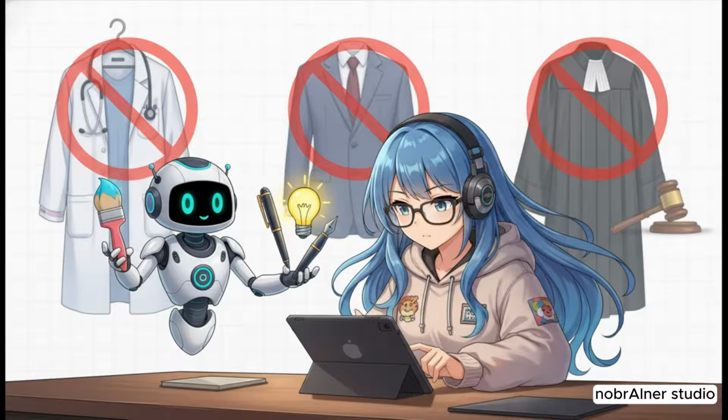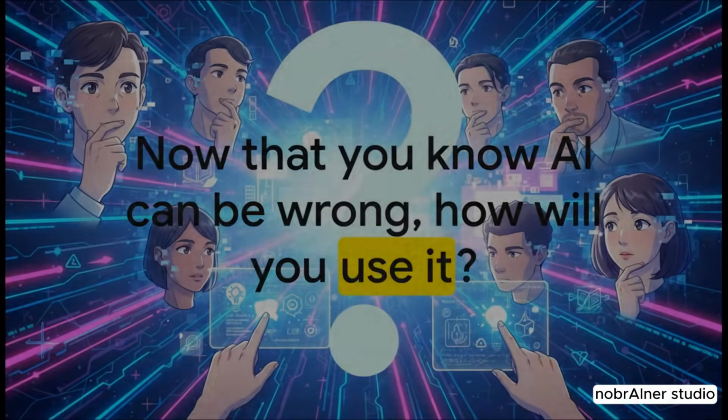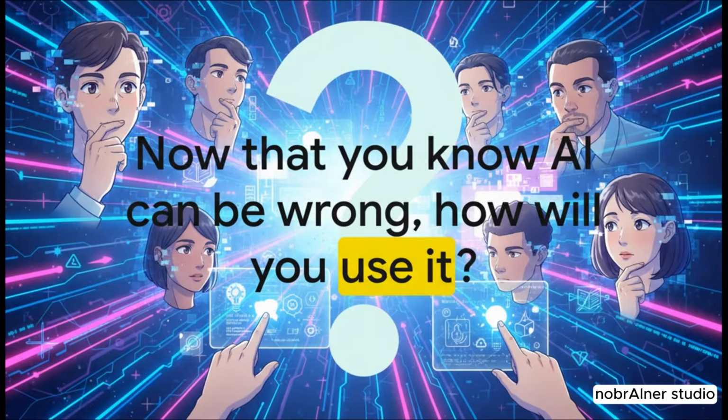And really, this is the main thing to remember. AI is an amazing, powerful tool. It can help you write, brainstorm, summarize, all kinds of things. But it's a tool, not an expert. It's not a doctor. It's not a financial advisor. And it's definitely not a lawyer. So I'll just leave you with this question to think about. Now that you know how confidently wrong AI can be, how are you going to use this powerful tool differently?